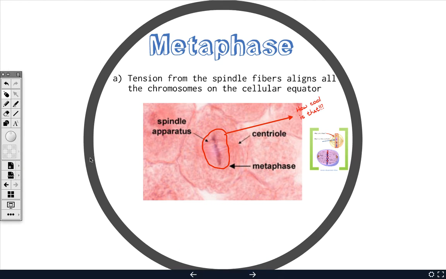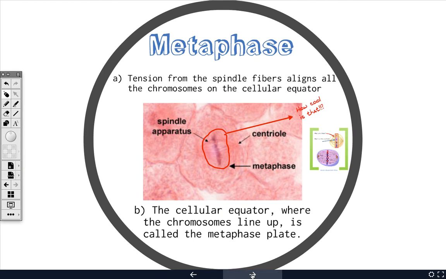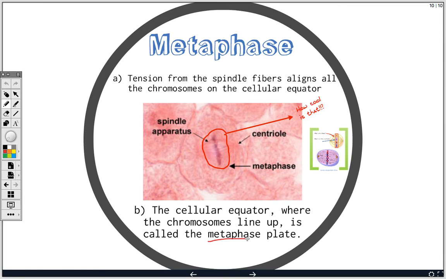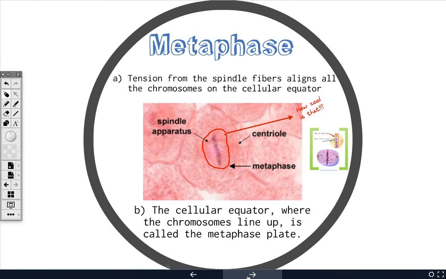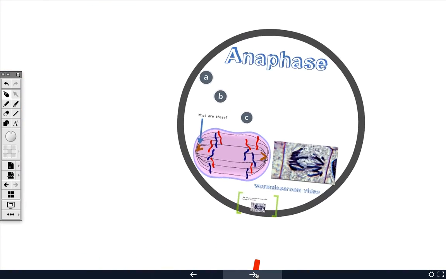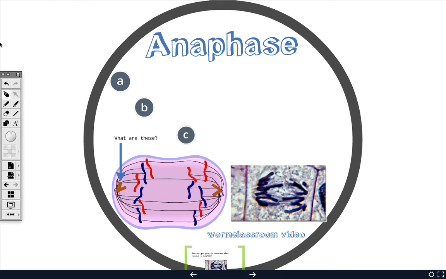The cellular equator is also called, what we call this is, the chromosomes line up on the metaphase plate. Very easy. In the middle on the metaphase plate. That's what we call that. So our next one, after that, this is what the cells usually look like. The next one after P, M is A.